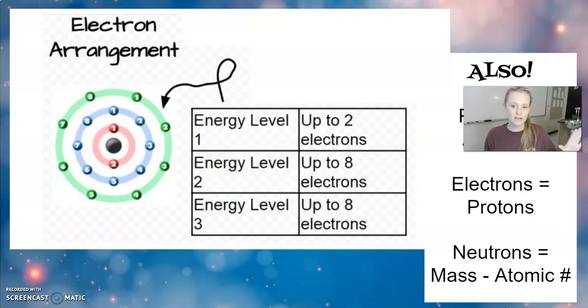So on the left side, we have some information about electron arrangement. It is really important that you remember that energy level 1 can only house 2 electrons, and every energy level after that can hold up to 8.